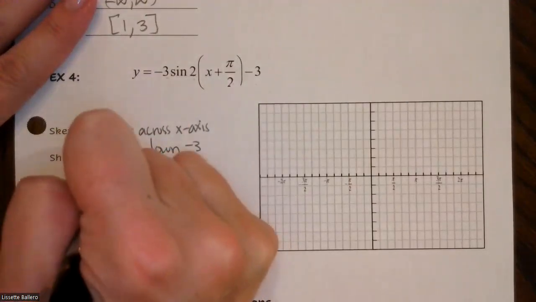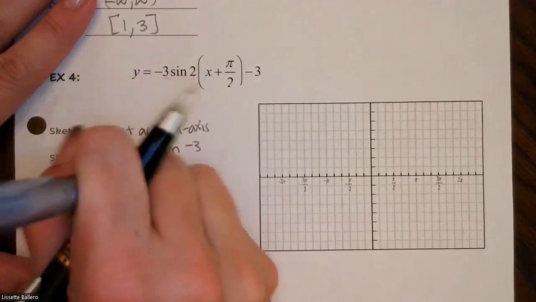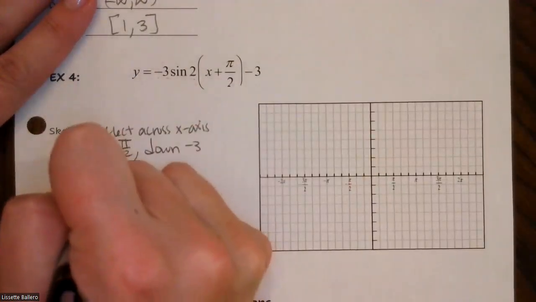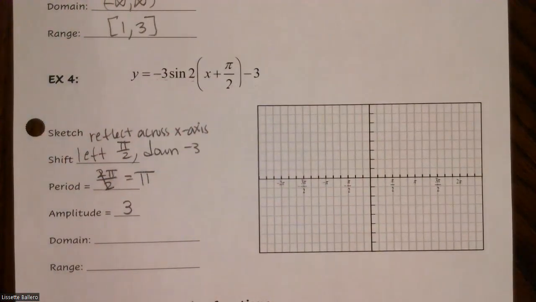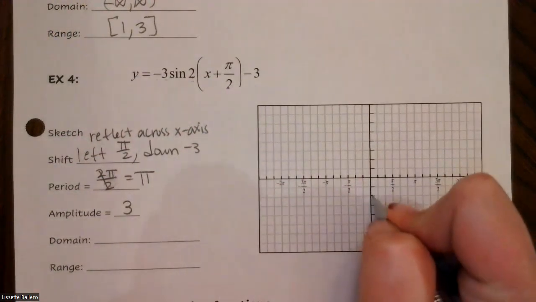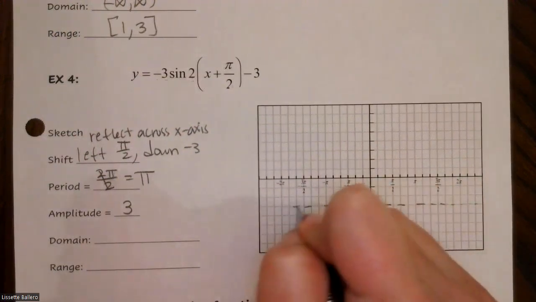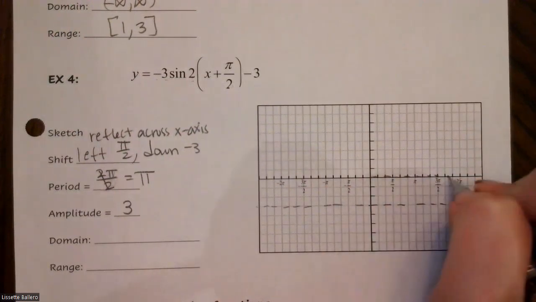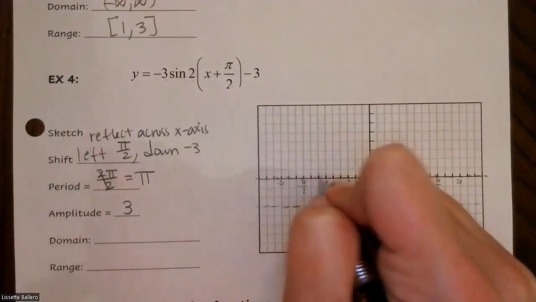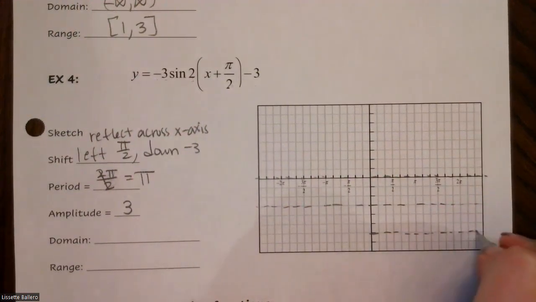The amplitude was 3. This would be 2 pi over 2. The 2's cancel and we get pi. So every pi, we're going to have a full cycle of this sine curve. So first thing I'm going to draw is that -3 is going to be my new center. So I'm going to draw that center in. My amplitude is 3, so I'm going to have a top right here at 0 at the x-axis. And then my bottom one is going to be right here at -6.